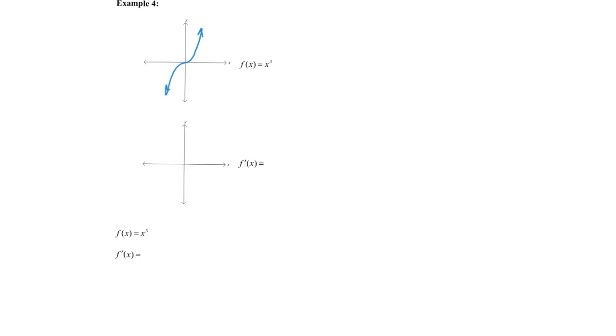Example 4 says we've got this graph of f of x equals x cubed. And we want to sketch this graph and see if we can make a guess at the derivative. So with this one, if we're looking for where this flattens out, it sort of flattens out just at the origin, right? Just at the origin it flattens out. So we know this graph is going to go through here.